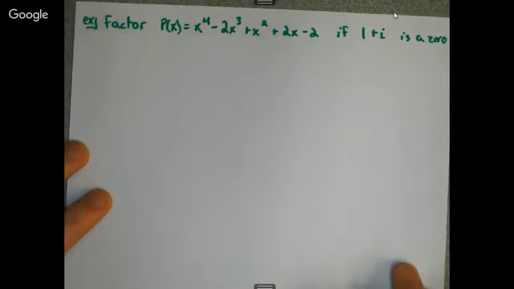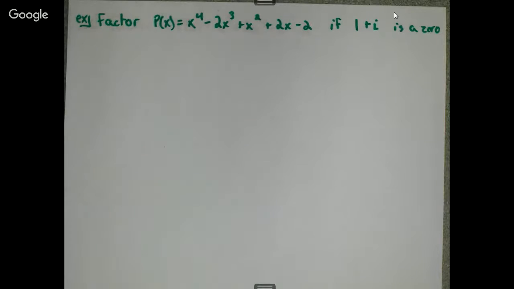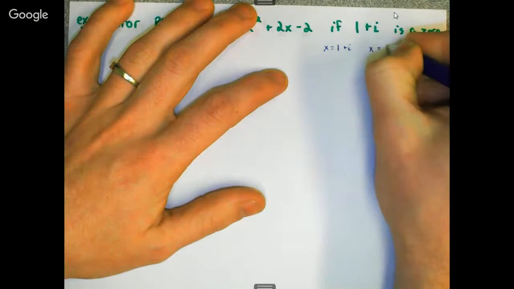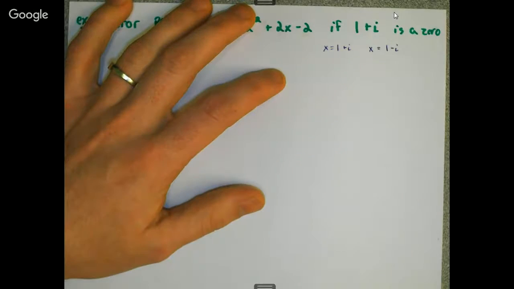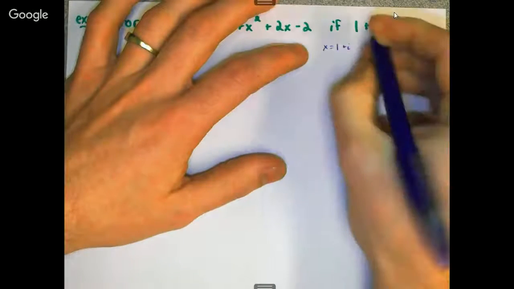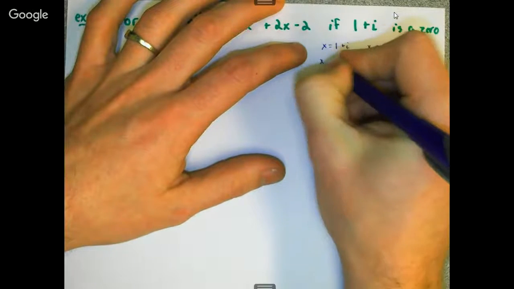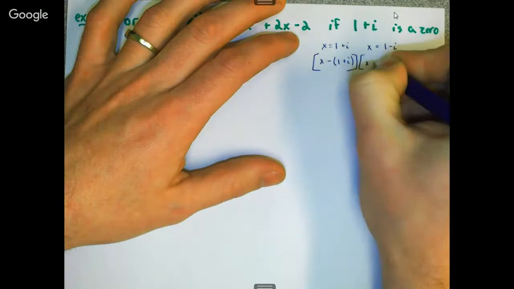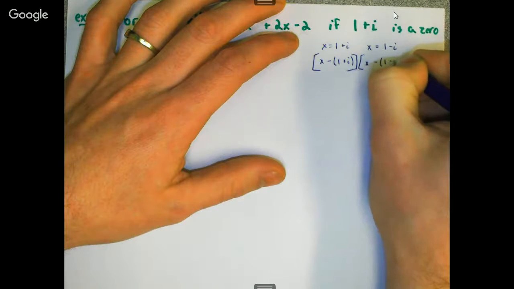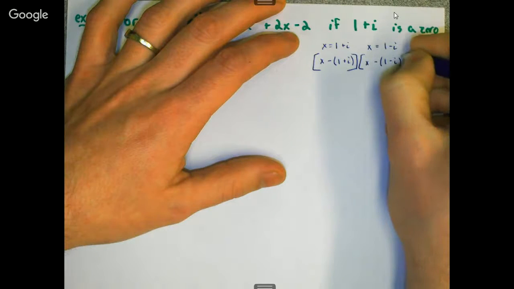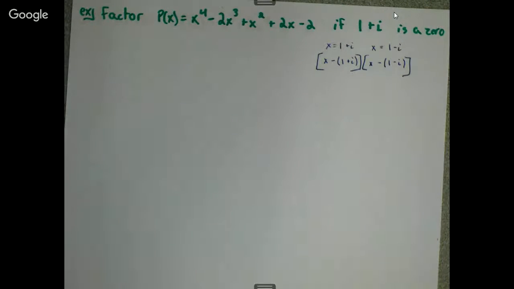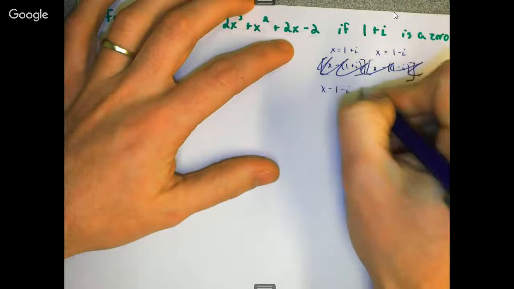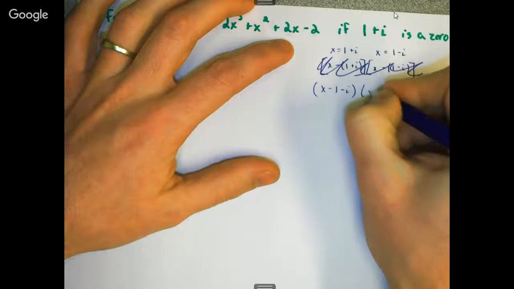So let's try another one. Factor if 1 plus i is a 0. Well, if x equals 1 plus i, then x also equals 1 minus i. So then we got to multiply these together. So I have x minus 1 minus i and x minus 1 plus i.